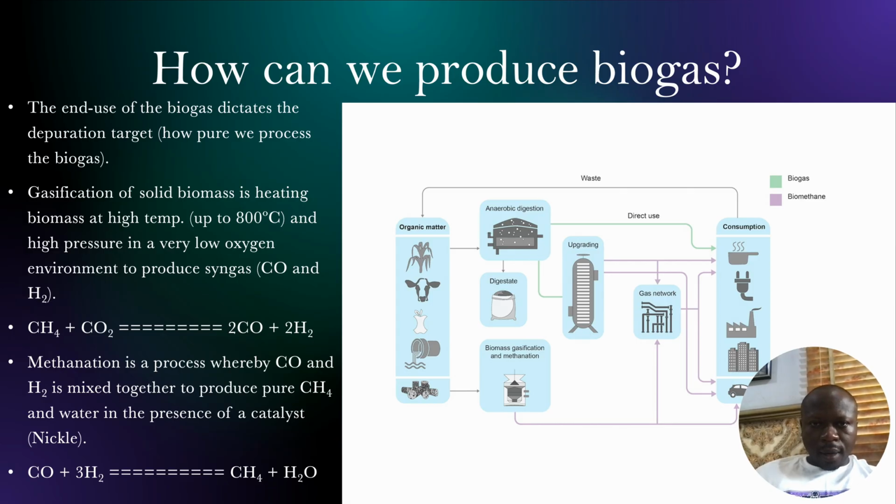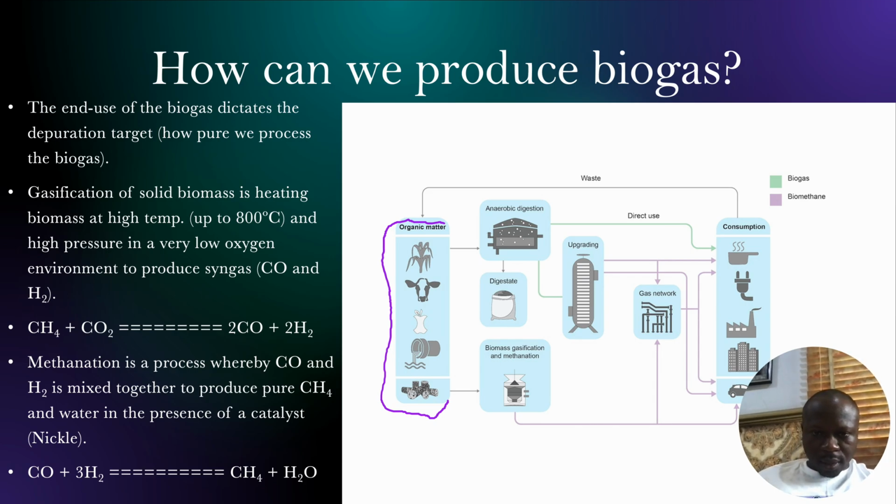Now, let's go over to how we can produce biogas. The end use of the biogas dictates the depuration targets. That means how pure our biogas should be. Now, if you look at this sketch, from the organic matter all the way down to the agricultural waste, like you can see the crops, the cow dung, and some woods, they are all our feedstocks.